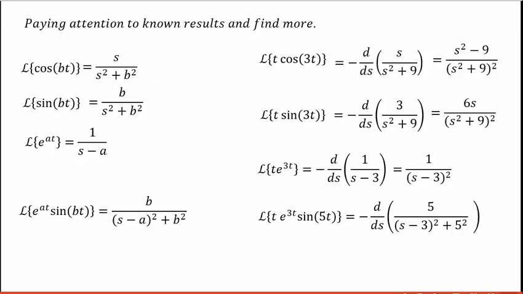So we have the Laplace transform of t times e to the 3t sine 5t. In this case, we understand a is 3 and b is 5. So we plug in the values for this and then take the derivative. This derivative is again with the chain rule, and it will come out like 10 times s minus 3 over s minus 3 squared plus 5 squared, squared.